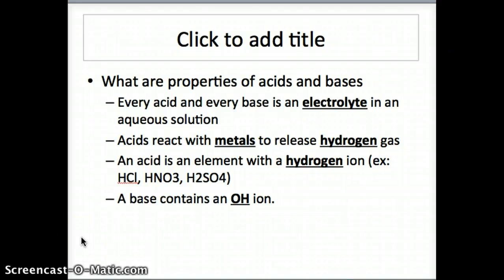Okay, so now we're going to look at chemistry. And the first question in the acid and base unit is, what are properties of acids and bases? Well, every acid and every base is an electrolyte in an aqueous solution. That means that acids react with metals to release hydrogen gas, and an acid is an element with a hydrogen ion, and a base contains an OH or hydroxide ion. So there are a bunch of these ions floating around.